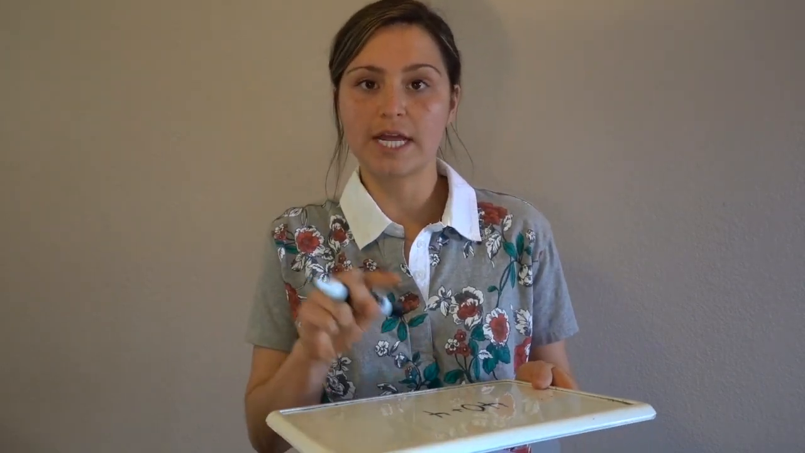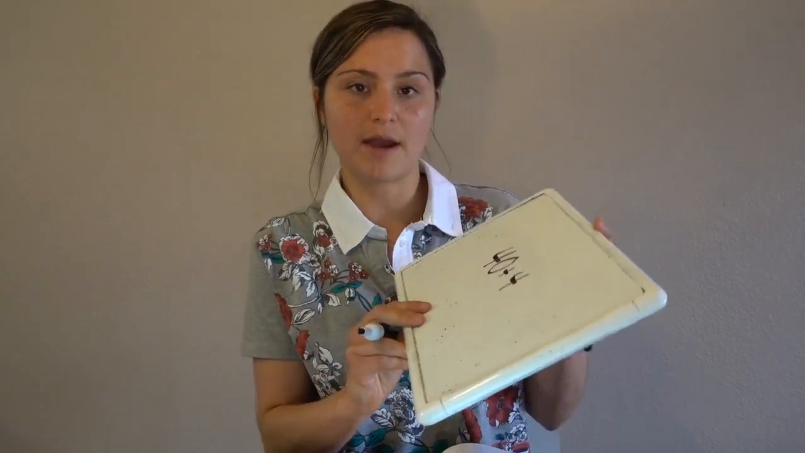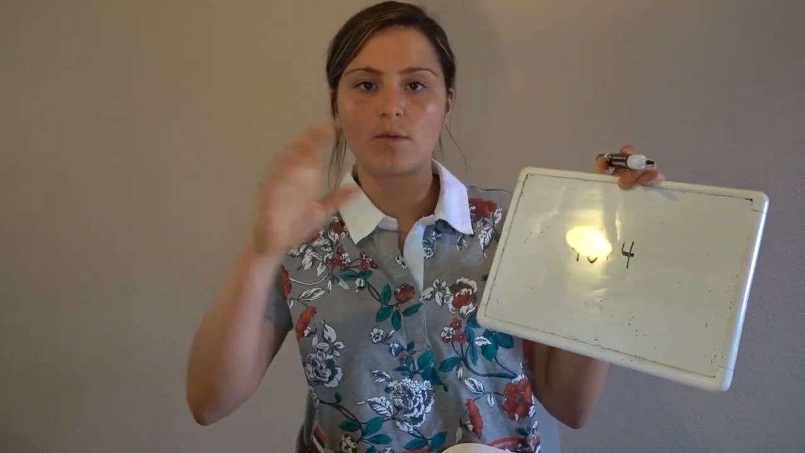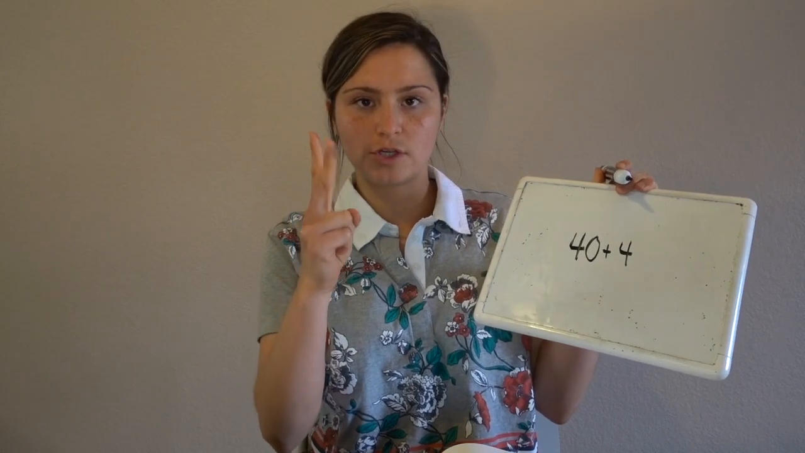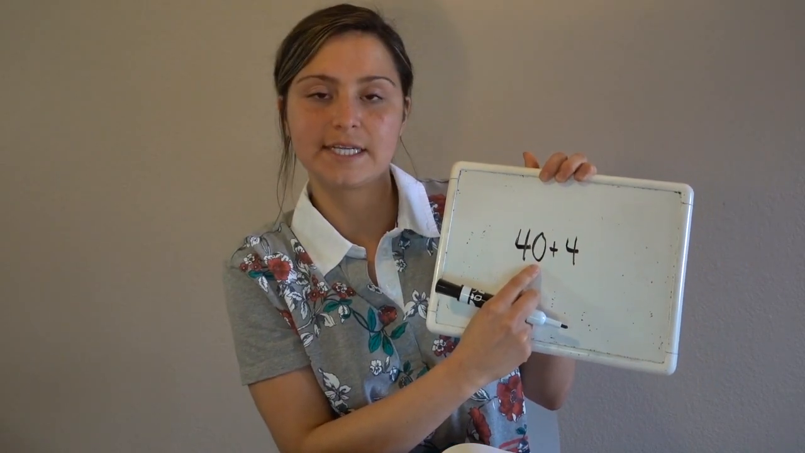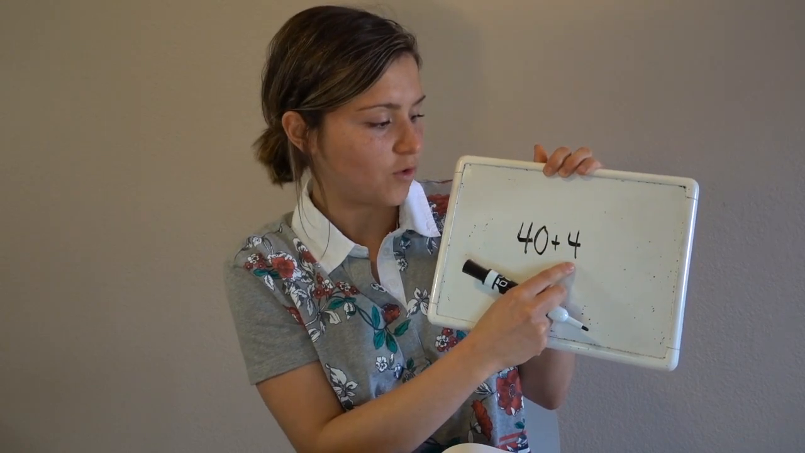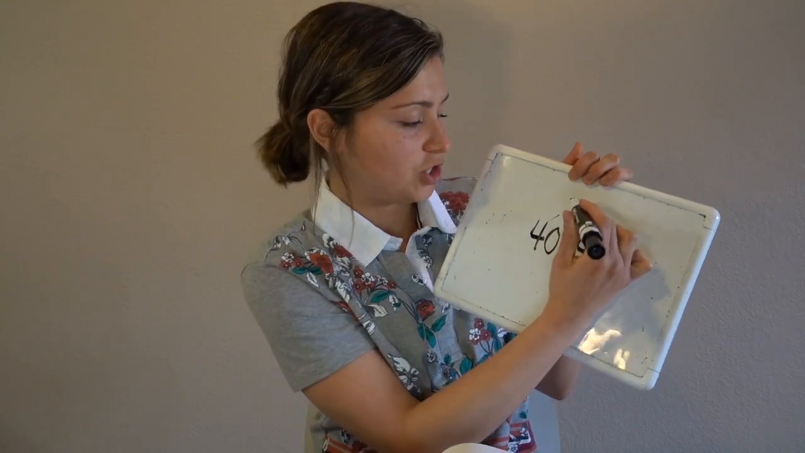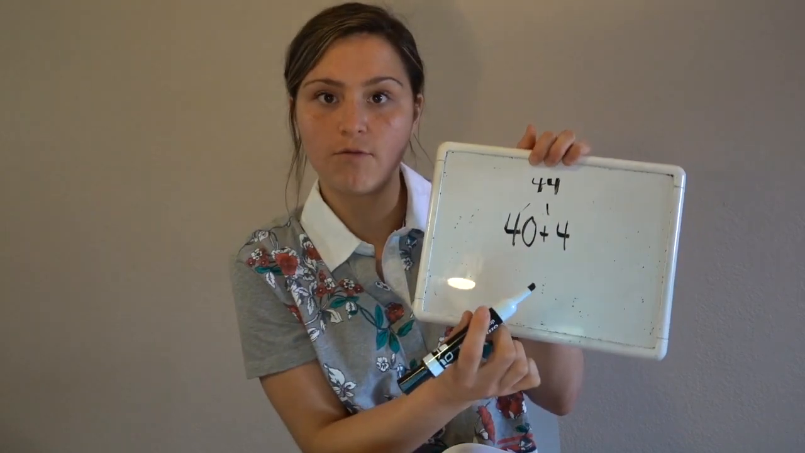All right, so 40 and 4. So there's 2 ways of thinking about it. There's probably more than 2 ways, but in my class we might grab 40 and count on 4 more. So we have 40, 41, 42, 43, 44. Or I can recognize that there is a 0 in the ones place, and 0 plus 4 is 4. So 40 plus 4 is the expanded notation version of 44.